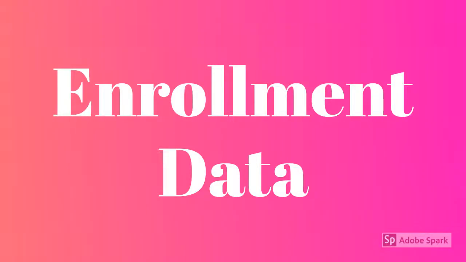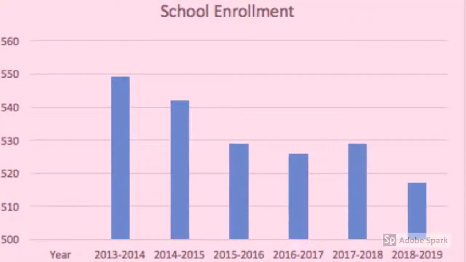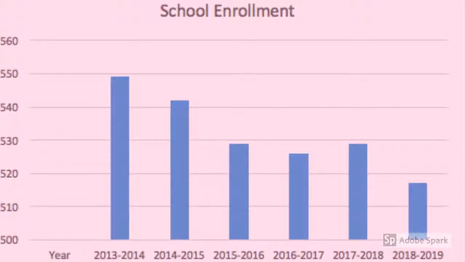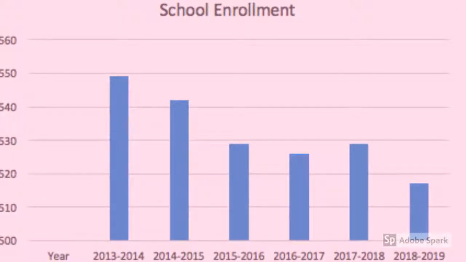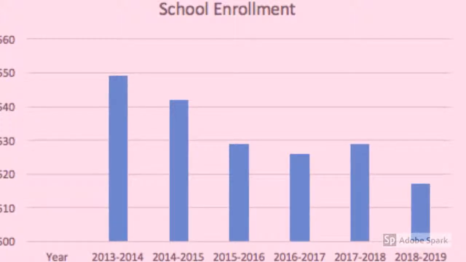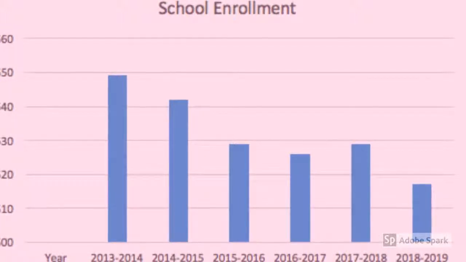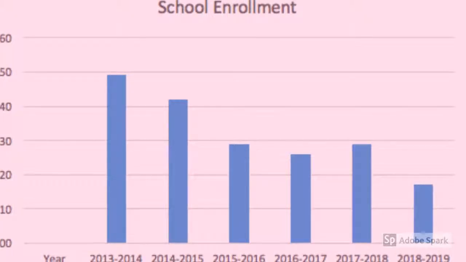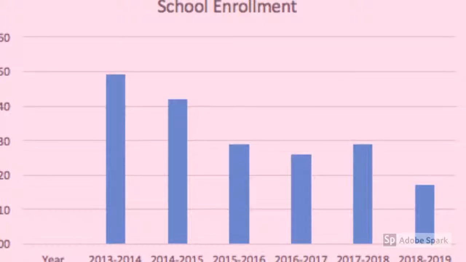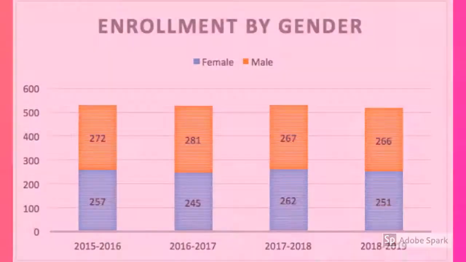Let's take a closer look at some enrollment data from Chattanooga Valley. Enrollment overall for Chattanooga Valley Elementary School has declined greatly, as seen by this graph. In 2013-2014, we had some of our highest numbers of enrollment at nearly 550 students. In 2018-2019, we had right at 517 students. That is a significant decline in school enrollment.